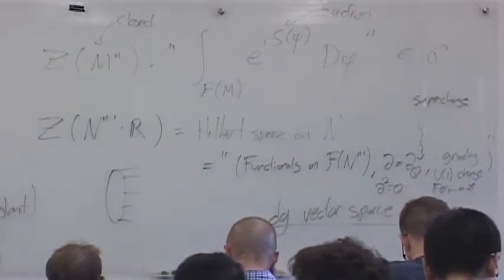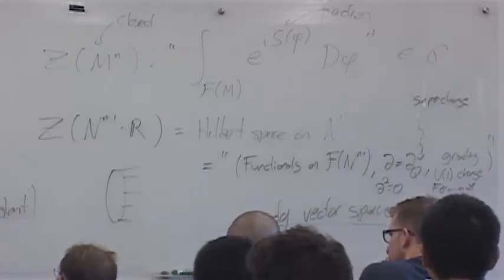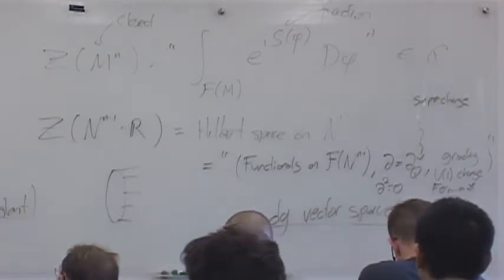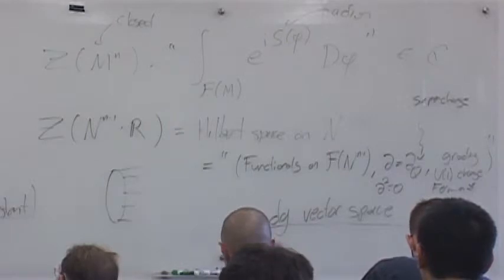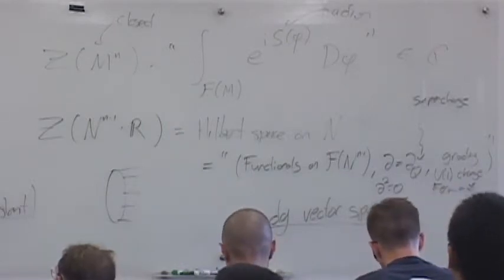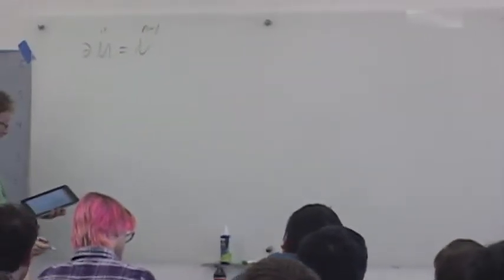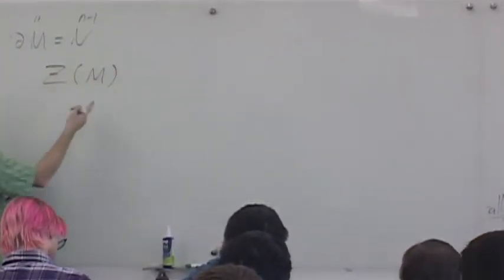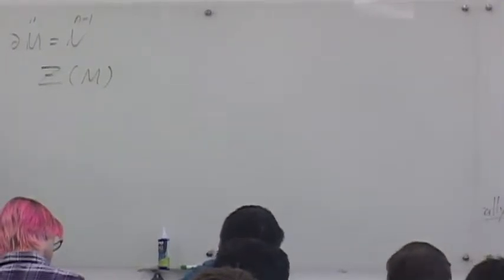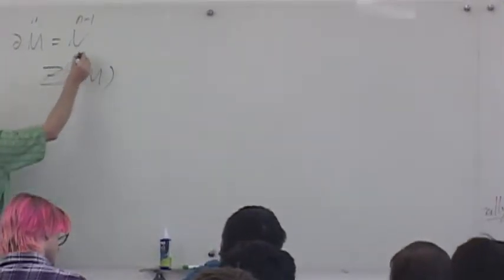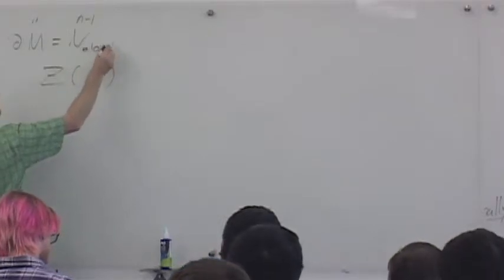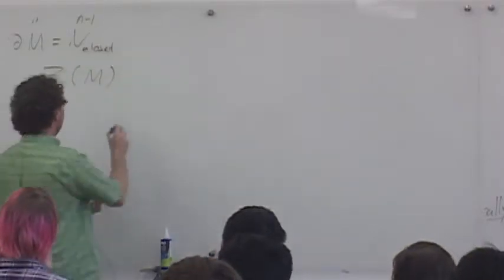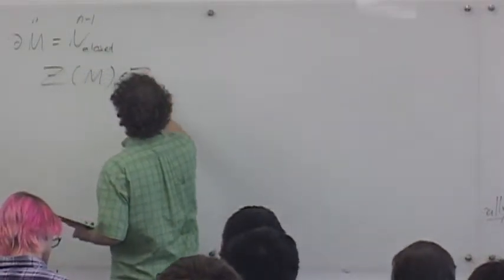And what's the relation between the two? If I give you an n manifold and an n-1 manifold appearing at its boundary, how should they relate? I want to say that the partition function of an n manifold, which is not a closed n manifold, but an n manifold with a closed boundary, rather than getting a number, is going to be a vector in Z of n.